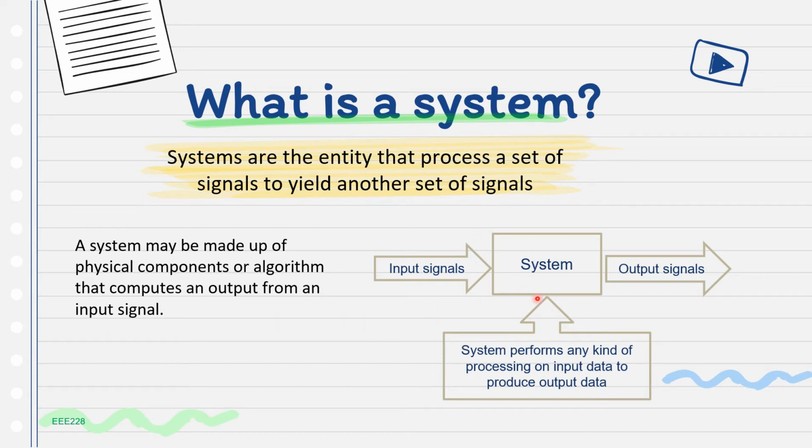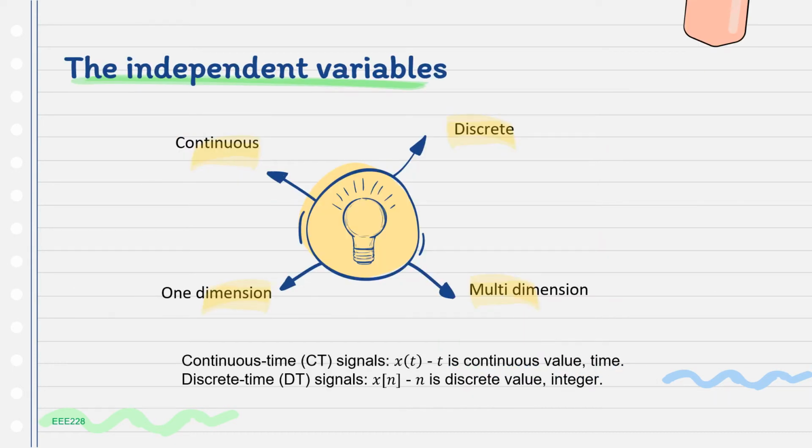So if we see here a system, it has input and outputs. What happens in the system is that the system performs any kind of processing on input data to produce output data. Okay, we are surrounded by signals. There are so many signals around us. So when we want to capture the signals, we mathematically model them as functions.